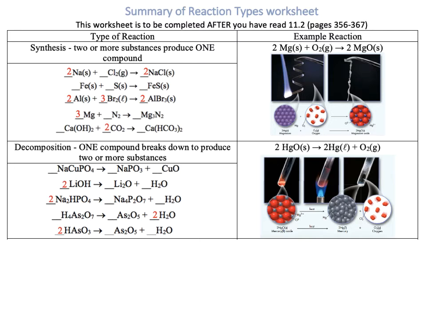Now, in the decomposition reactions, you see that all of them start with a single reactant but have 2 or more products. So you can see that the products can be compounds, or if you look at the example of the mercury 2 oxide decomposing, you could then get elements also.